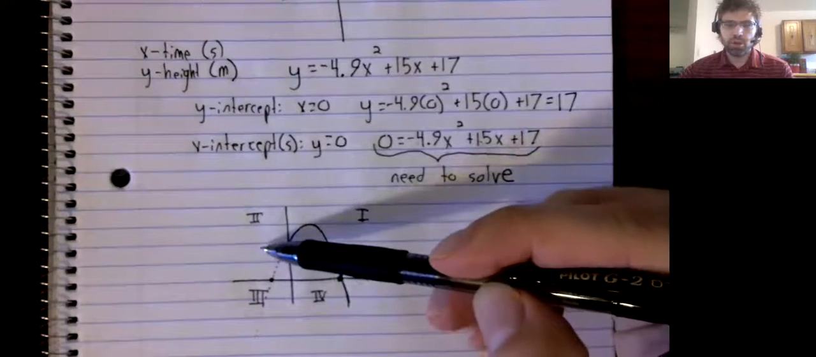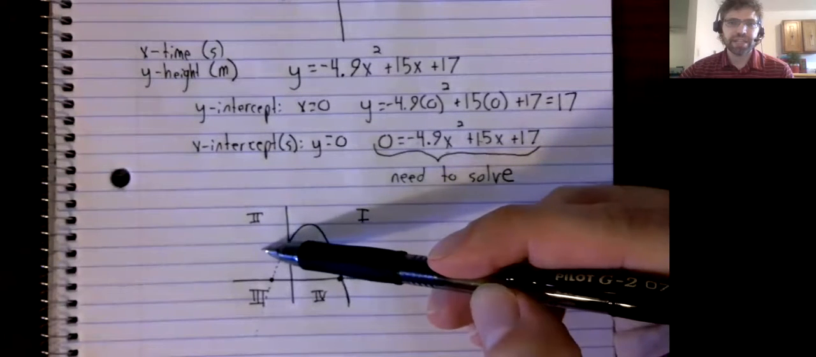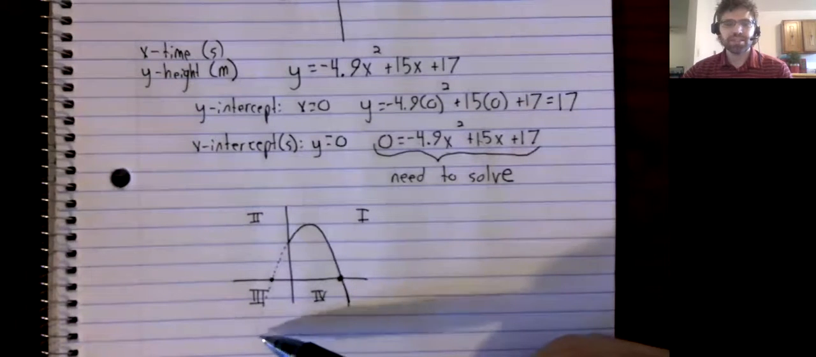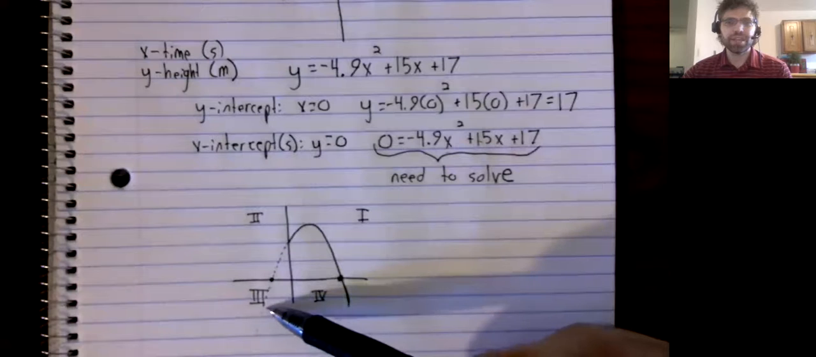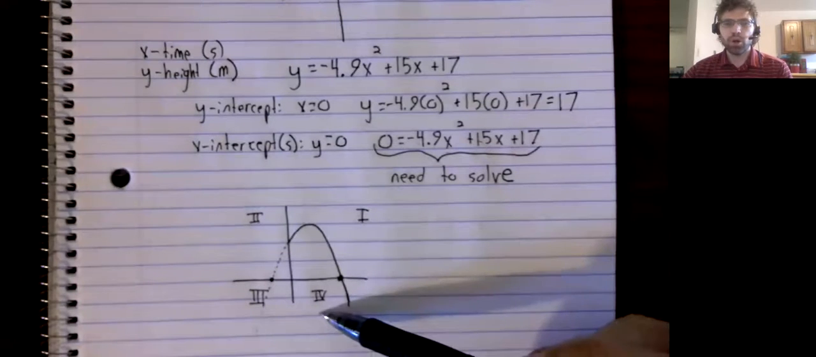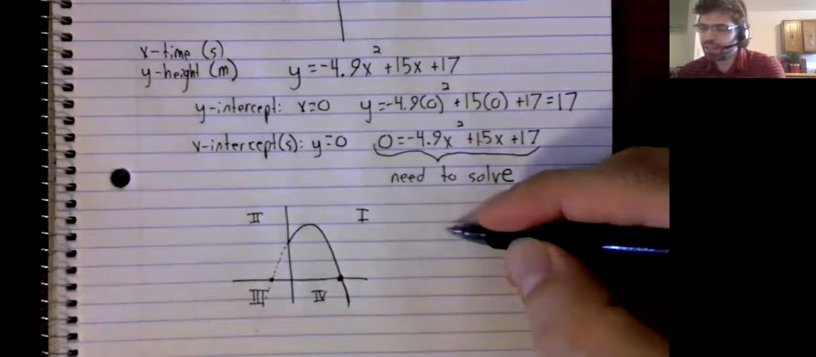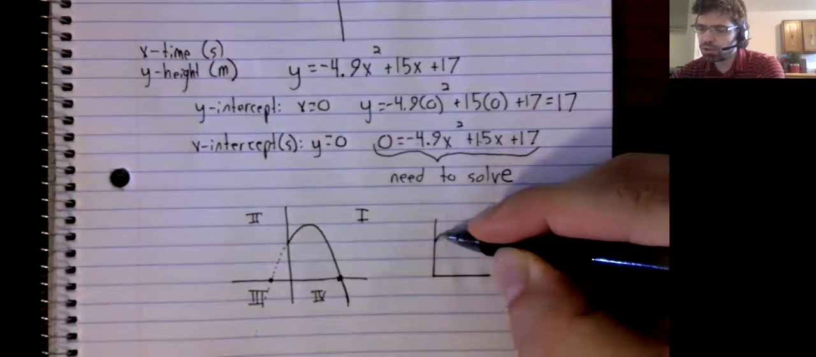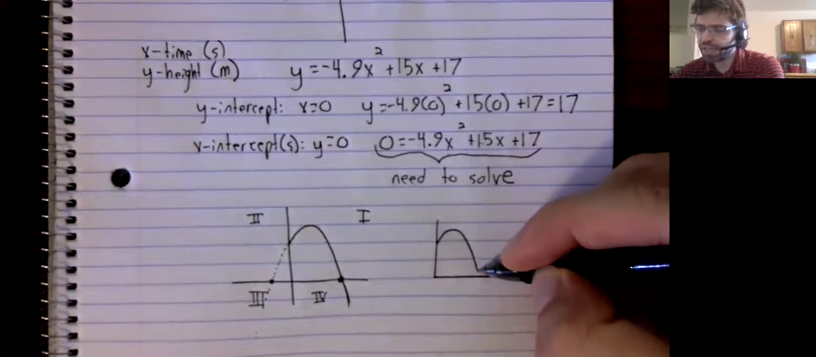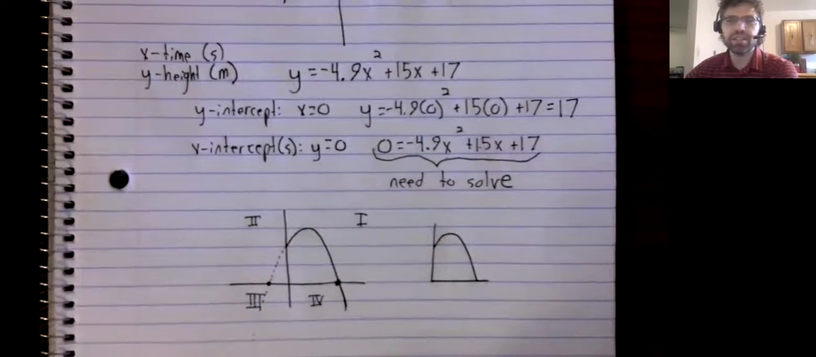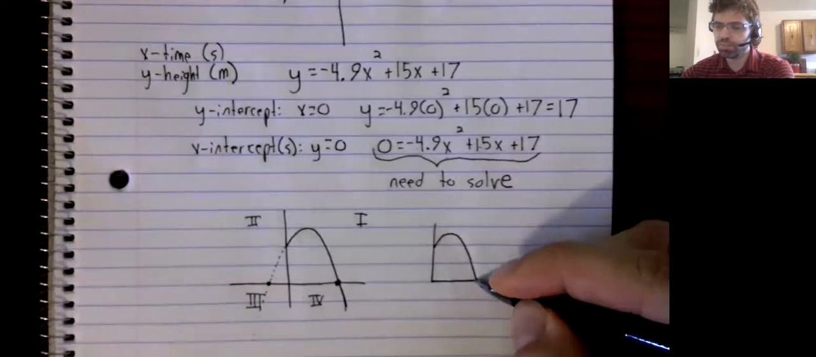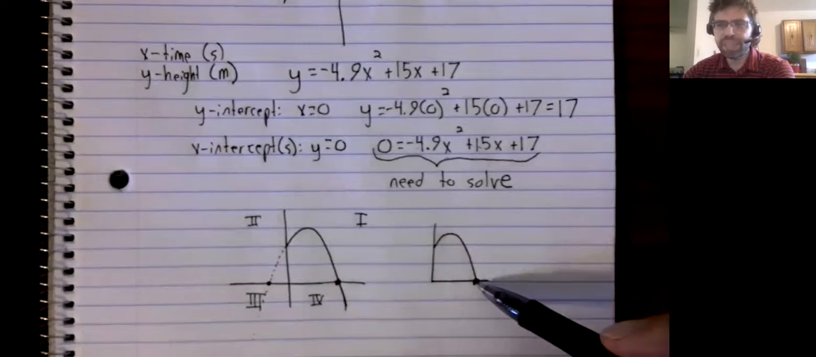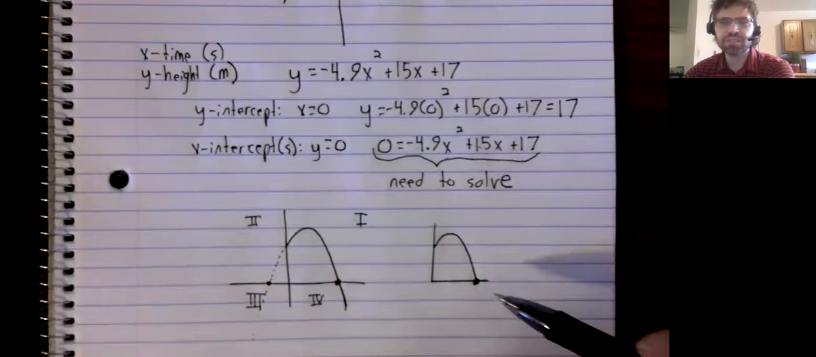So the second quadrant, where time is negative, that's out. Third quadrant, where height and time are both negative, that's out. Fourth quadrant, where height is negative, that's out. The only part of the graph that has any meaning is that part. And we have a single meaningful x-intercept.